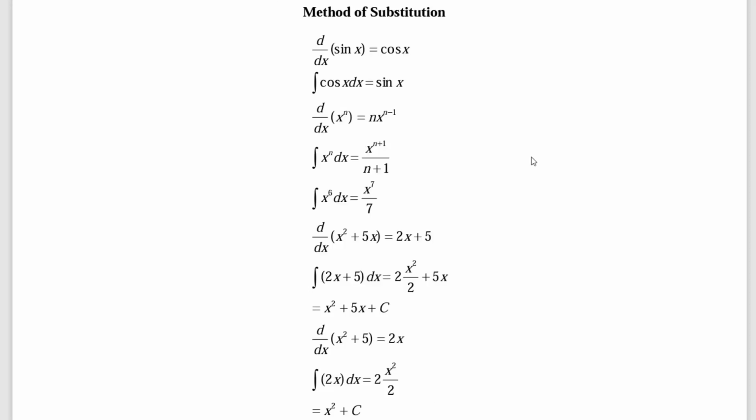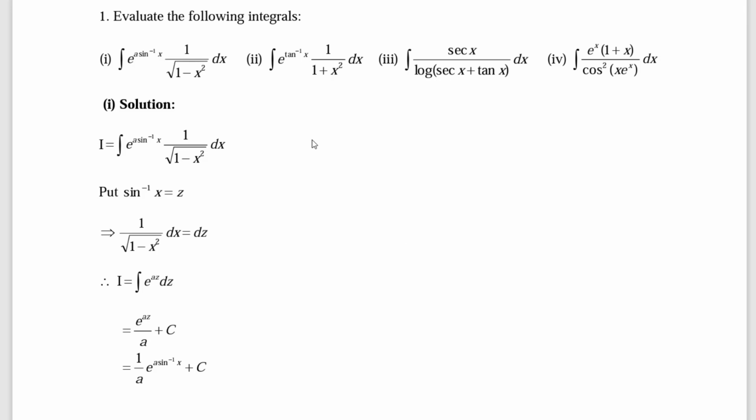Before studying our type 3, which is method of substitution, have a look at these formulas as we may need these formulas. In our type 3, we will basically solve a few of these problems, so let's get started. Type 3 is method of substitution, so we have to consider some part of the given question as our z. Now which part should we consider as our z?